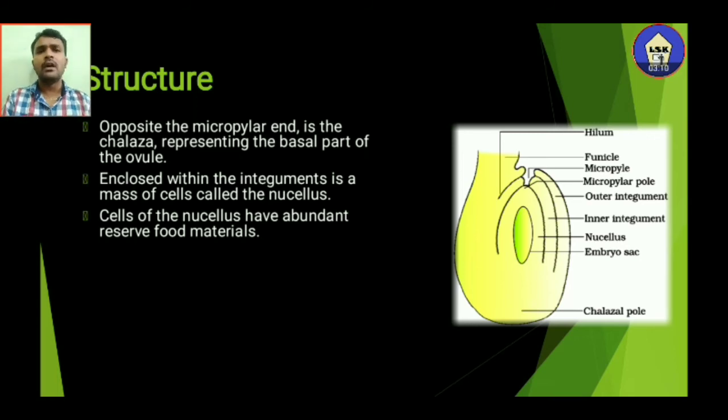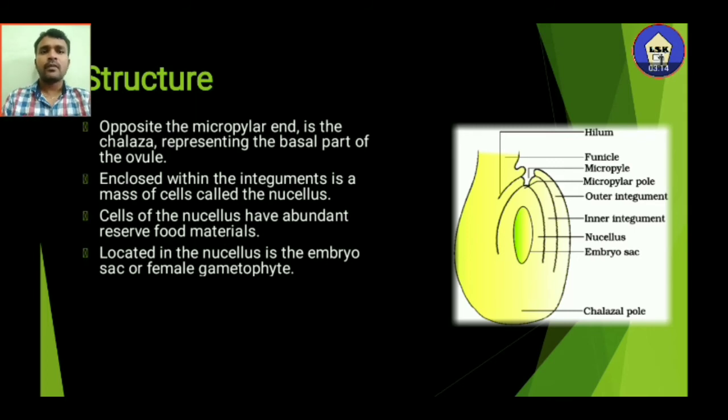Rich amount of reserve food material is stored in the cells of nucellus. And located in the nucellus is the embryo sac, or the female gametophyte. But normally this is formed at the time of maturation. When the ovule matures, slowly there is an occurrence of a process called megasporogenesis. And later there is a development of the female gametophyte called the embryo sac.